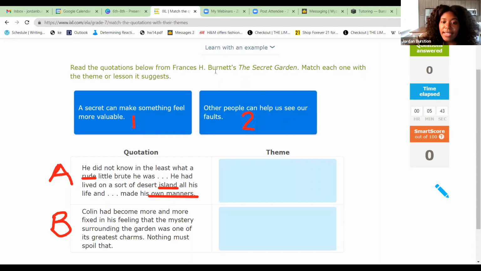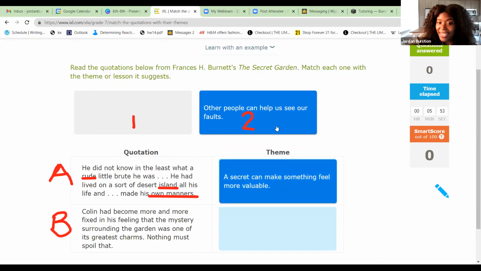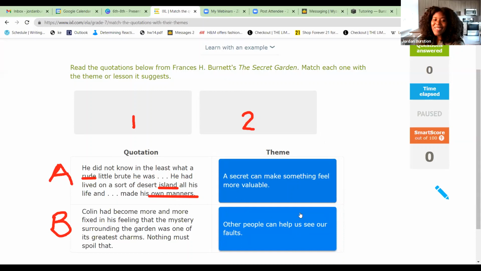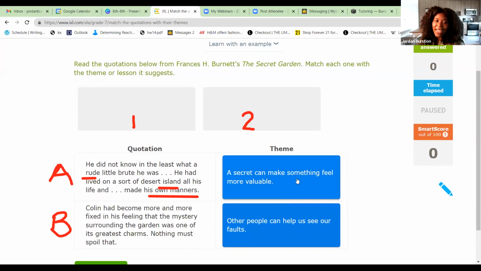Okay, so Aiden, it looks like we all agree. At least it looks like you two agree with one another, but I'm not sure if I agree with everyone. You all said a secret can make something feel more valuable goes with the first quotation, and other people can help us see our faults goes with the second quotation. Would either of you mind sharing? Oh, Joshua says never mind.